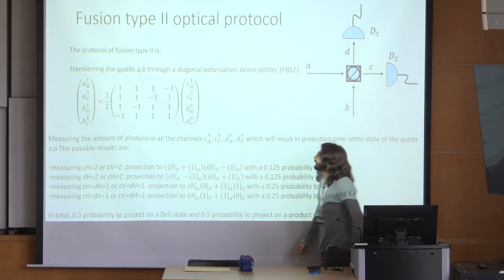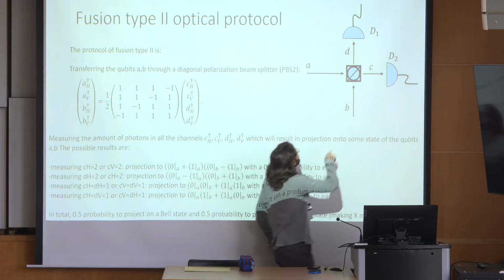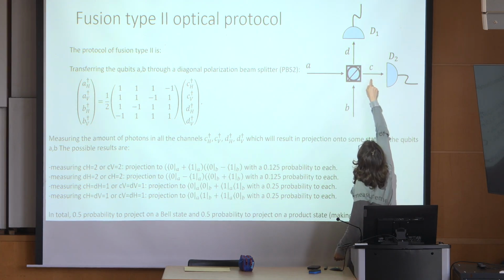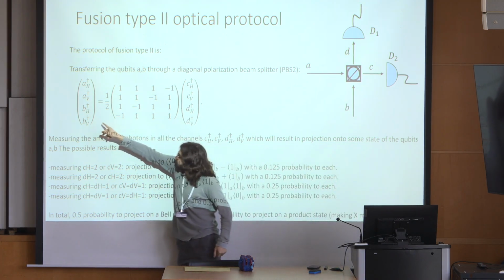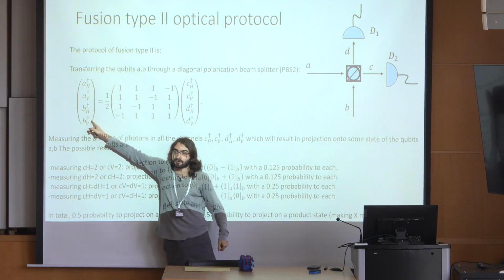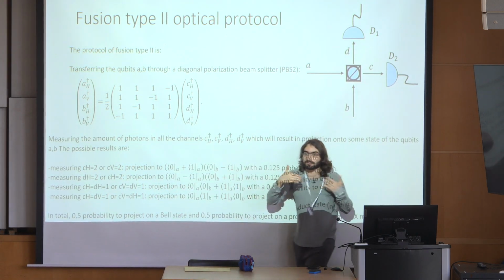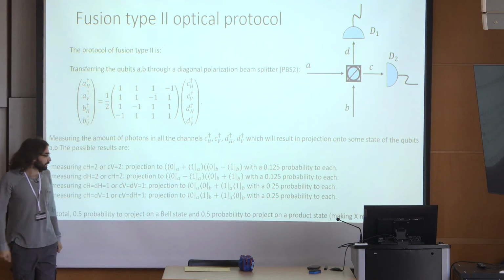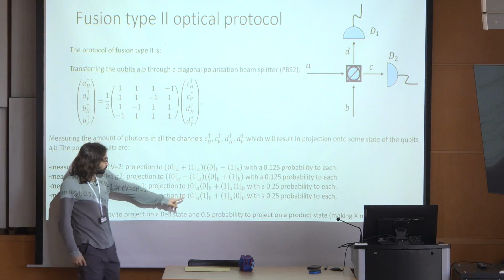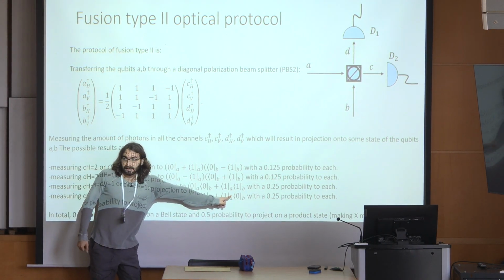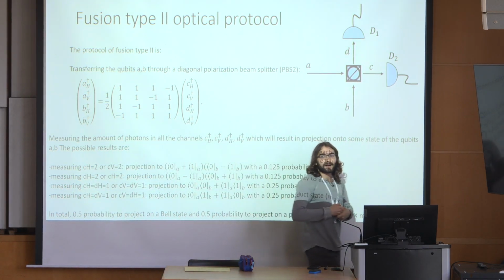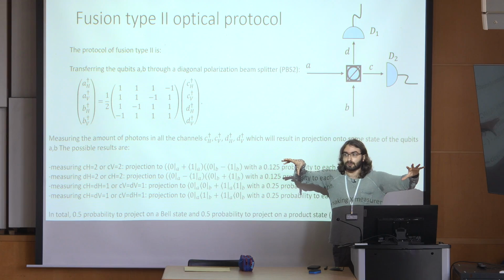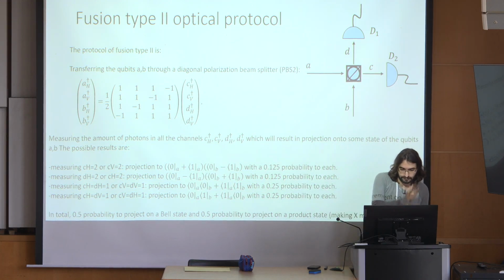And specifically, what we do to the channels A and B, we pass them through a diagonal polarization beam splitter, and we measure the output modes, C and D. And we can describe it by unitary operations that transfer us from A and B to C and D. When we measure C and D, we again have some different possible outcomes, and with half probability, we will have an outcome in which we project onto a Bell state of A and B, which will give us a final cluster state, and with some probability, we will create a product state, and the clusters will remain separated from each other.